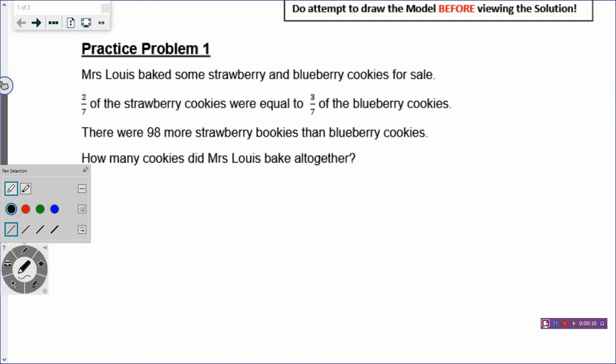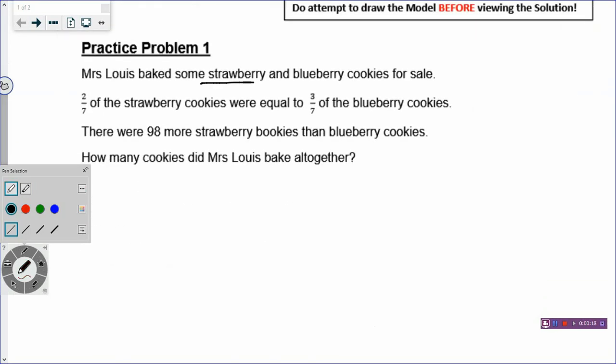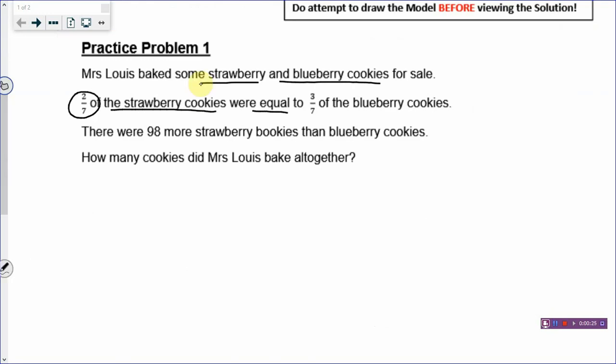So Mrs. Lewis baked some strawberry cookies and blueberry cookies for sale. 2/7 of the strawberry cookies were equal to 3/7 of the blueberry cookies. All right, now how do we interpret this fraction? Now it's important that you know how to interpret the fractions.